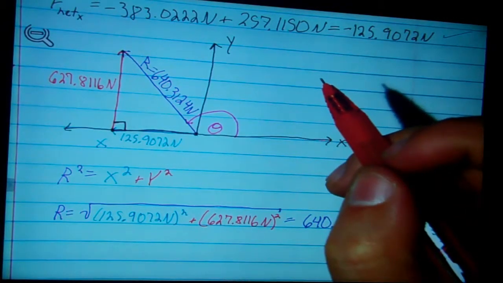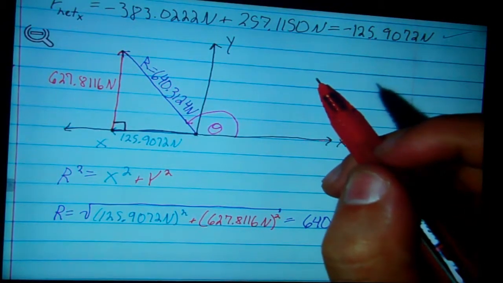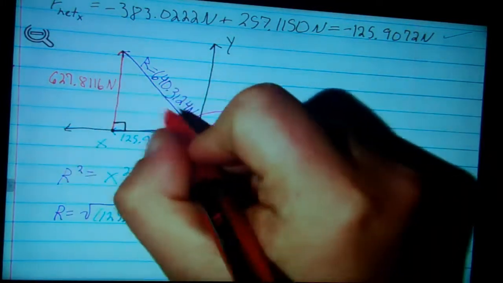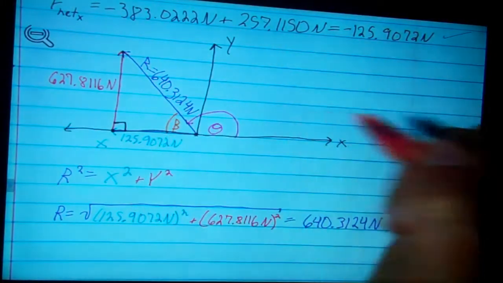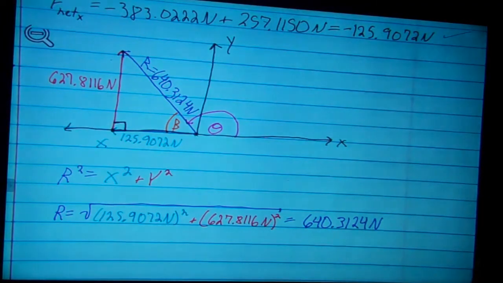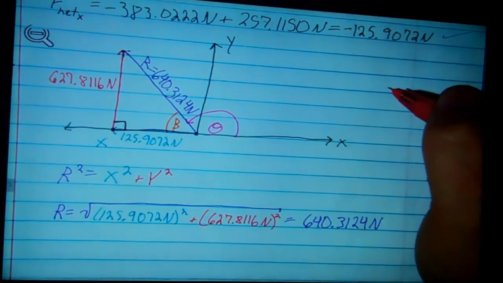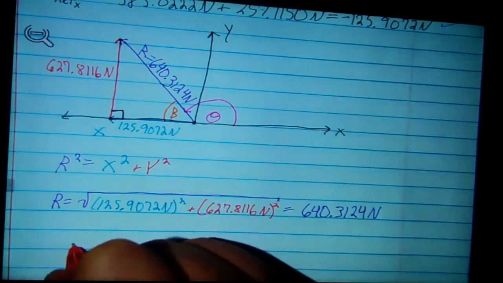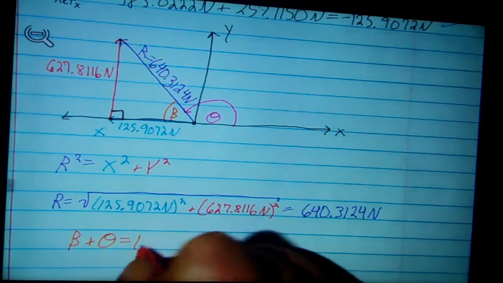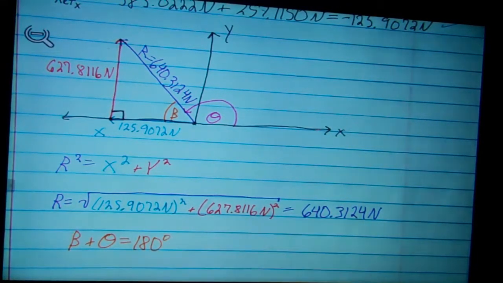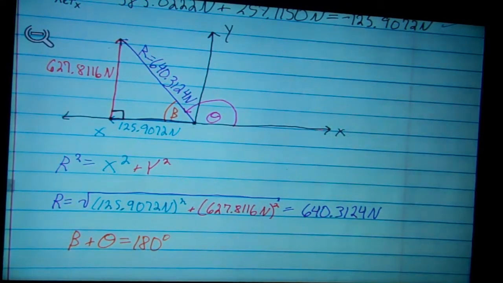If you can find that little angle, then that angle plus the little angle is going to equal 90. Then you just add the little angle to 90. Beta plus theta equals 180, called supplementary angles.